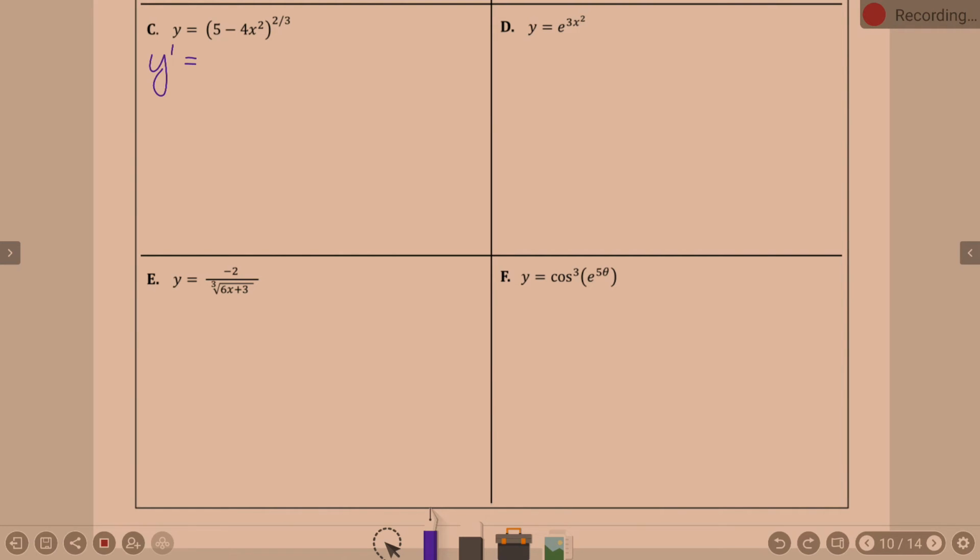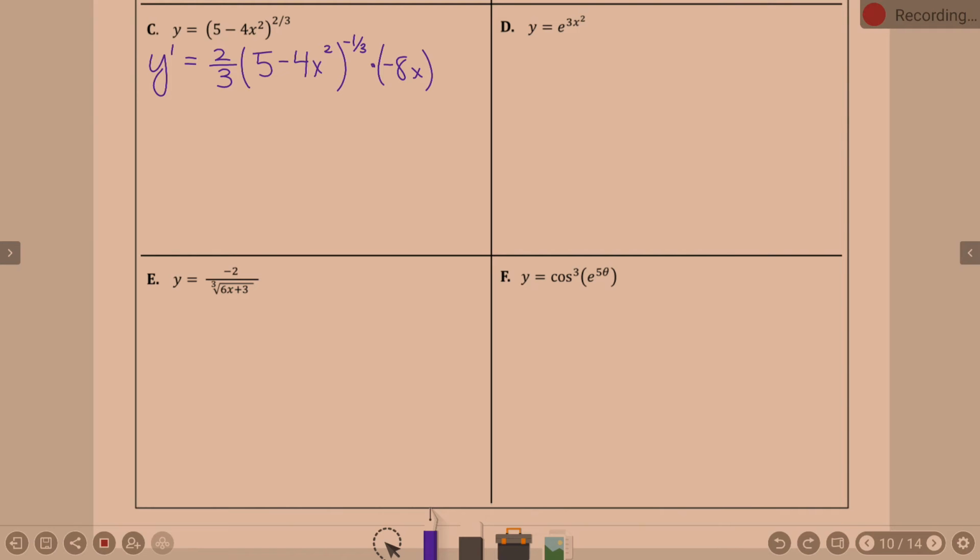Y prime equals, there's my hint. 2 over parentheses 5 minus 4x squared to the negative 1/3 times negative 8x. Right? Yes. I just forgot my negative. Okay. Are we all good on that?